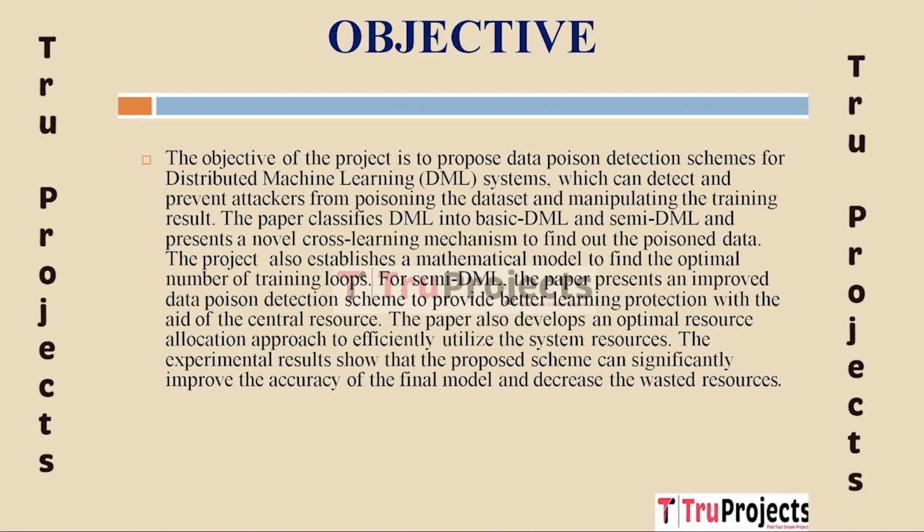The project divides DML into two types, basic DML and semi-DML, and it proposes a novel cross-learning mechanism for detecting poisoned data. In addition, the project develops a mathematical model to determine the ideal number of training loops. The project provides an improved data poison detection system for semi-DML to give better learning protection with the help of the central resource. The report also proposes an optimal resource allocation strategy for making the best use of the system's resources. The experimental results show that the proposed strategy can greatly increase the final model's accuracy while decreasing the number of wasted parameters.